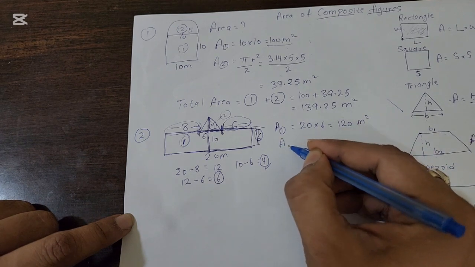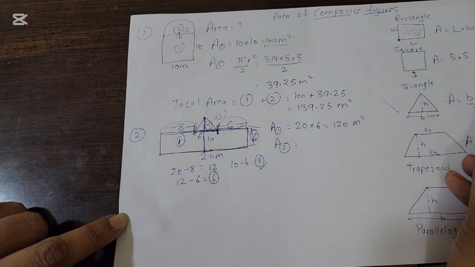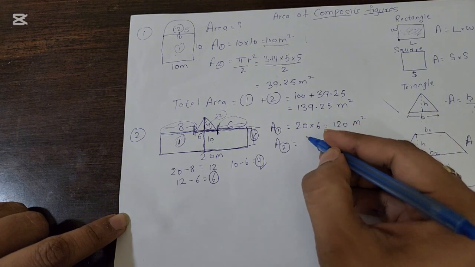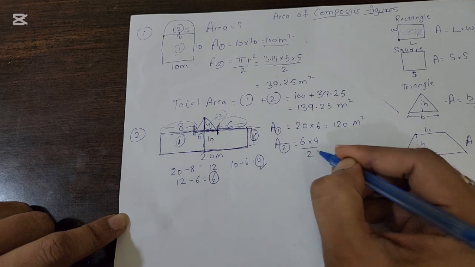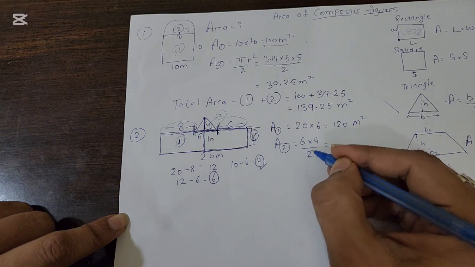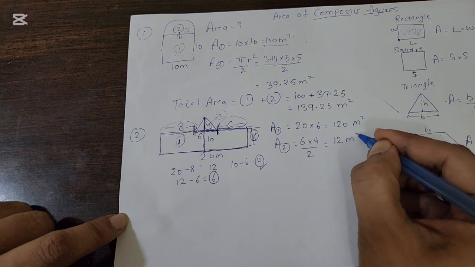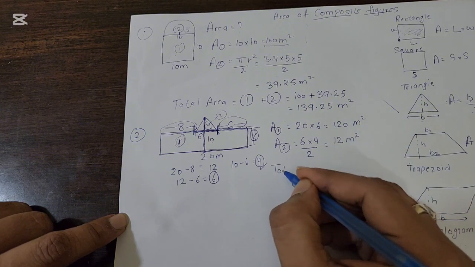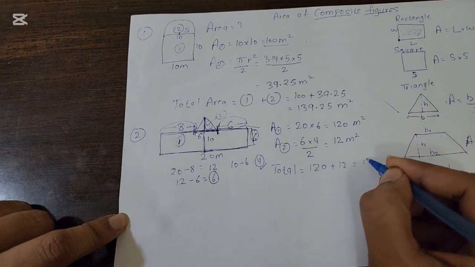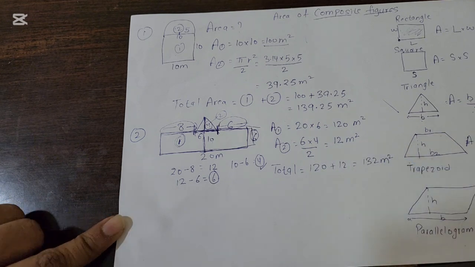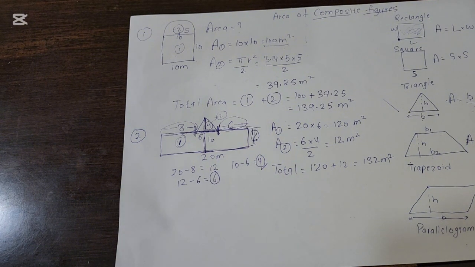Now I will find the area. Area of my triangle will be base multiply height divided by 2, right? So what is my base? My base is 6 and my height is 4, divided by 2. 6 times 4, 24. 24 divided by 2 will give you 12. So 12 meter square, right? Total area will be 120 plus 12, yani 132 meters square. I hope you understood.